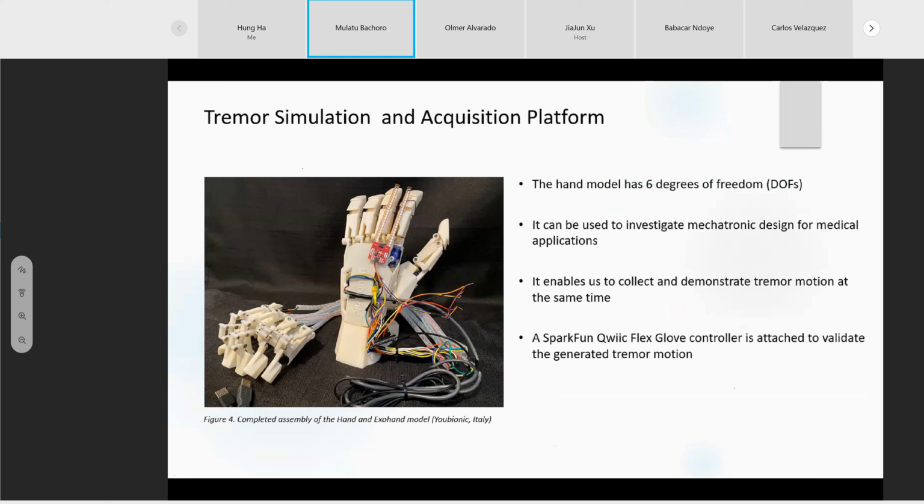The hand model has many ABS 3D printed parts and offers 6 degrees of freedom. 5 of them correspond to the flexion and extension of the fingers and thumb, and 1 for the abduction and adduction of the thumb. These degrees of freedom allow the hand model to provide more realistic hand movements and more realistic tremor characteristics with respect to the finger digits.